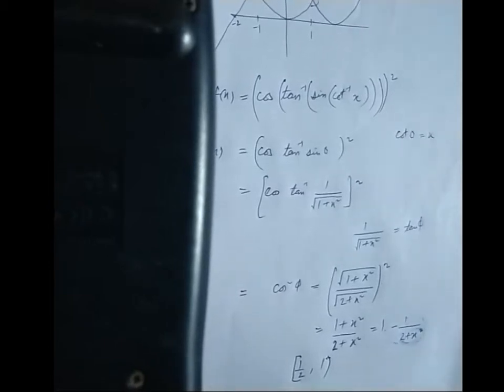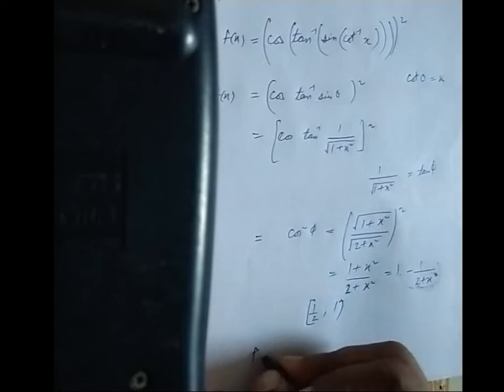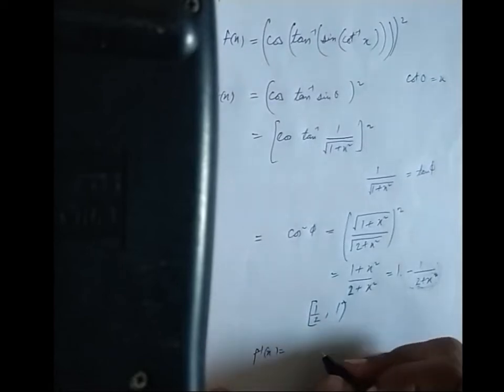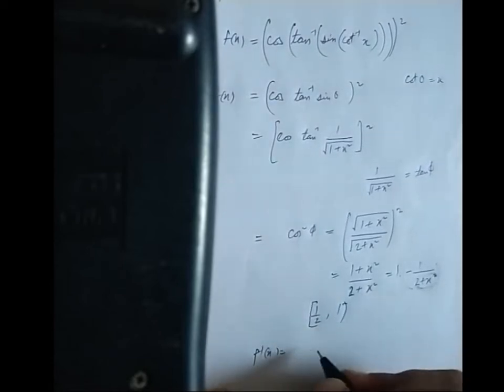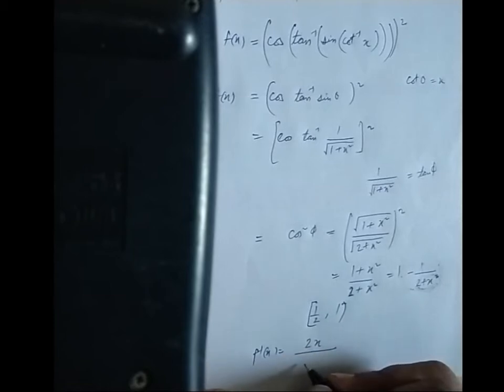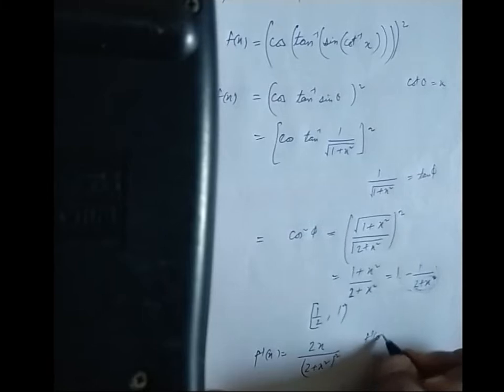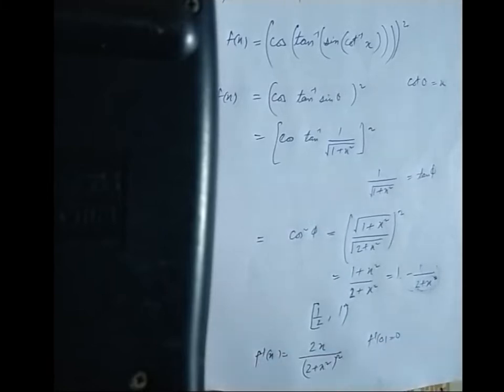clearly we can see that f(x) is even. Calculating f dash x would be equal to 2x, so f dash 0 would be equal to 0. Okay, so C is also correct. Moving on to the next question, question number 13.